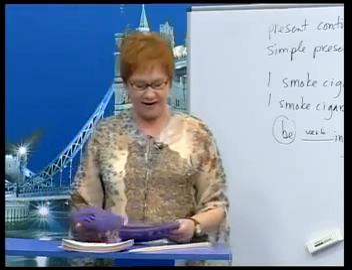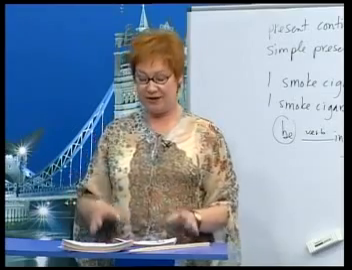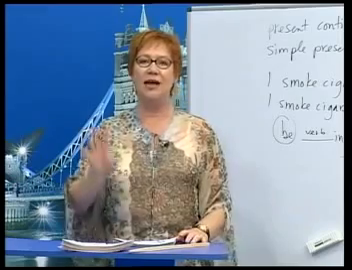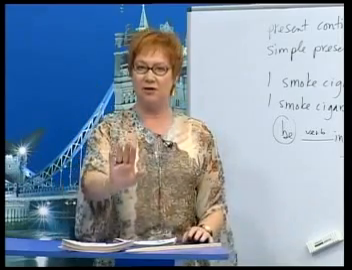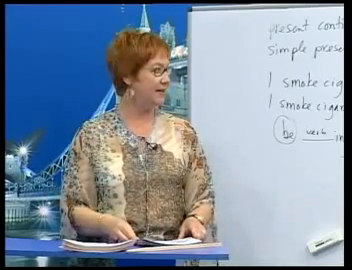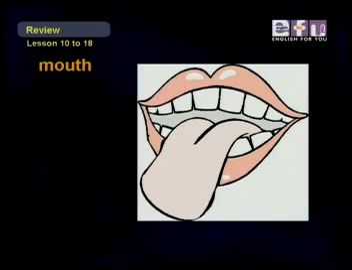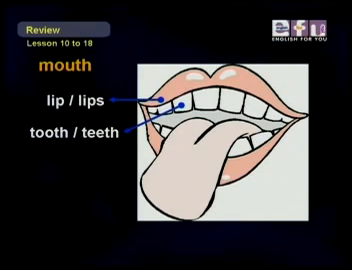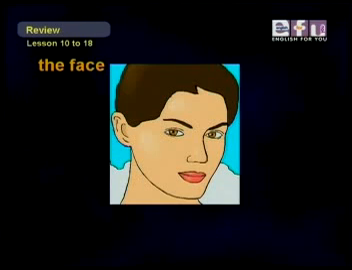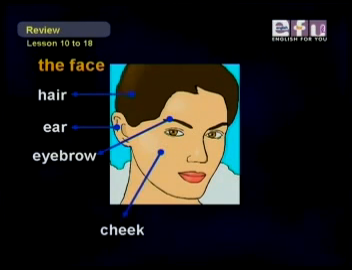Yes, good. All right. Now, let's change a little bit, and we're going to talk about the body. Now, let's look at the parts of the body quickly. You look on your screen and listen as I tell you what these things are. So this is the body first, the face, the mouth, the lips, one lip, two lips, one tooth, many teeth, the tongue, here's the face again, hair, the ear, eyebrow, cheek, chin. Okay, so there's the face. And nose, we can't forget the nose.